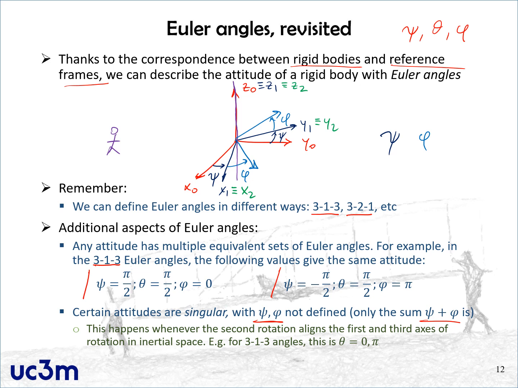The only thing that matters is that the sum of the two is the same value. So if that is whatever angle delta, as long as delta is the same, it doesn't matter how you split the rotation between these two angles, the end result is the same. So this happens because the second rotation has aligned in space the axis of rotation of the first and the third rotations. All right, and for 3, 1, 3 Euler angles, this happens whenever theta is equal to 0 or equal to pi. For other types of Euler angles, the singularity appears in different values of theta.